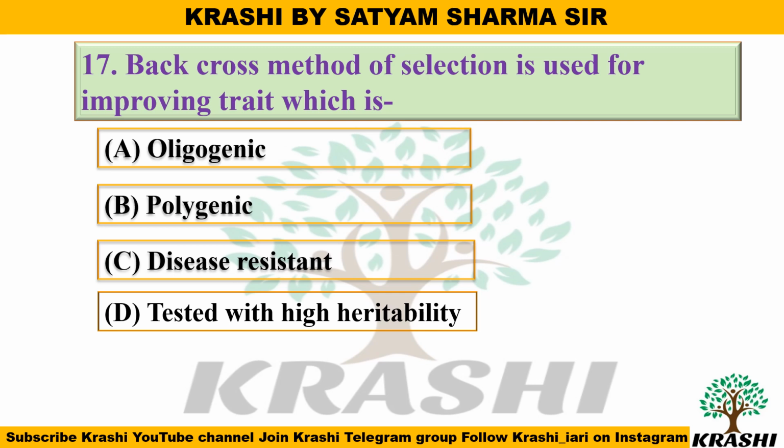Question number 17. Back-cross method of selection is used for improving a trait which should be oligogenic. The one desired trait is transferred to the recurrent parent to improve the line.